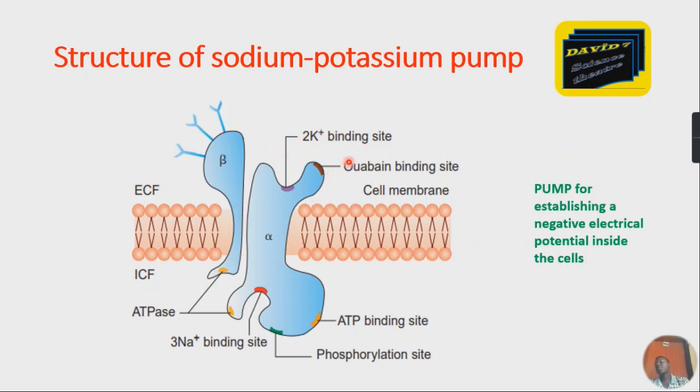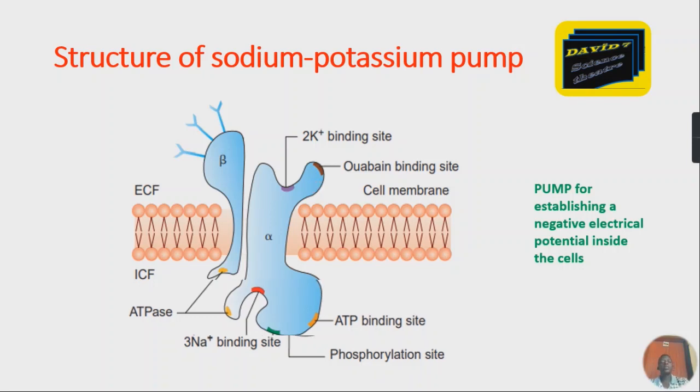On its outside, in the extracellular fluid, it has two major sites: the potassium binding site, which takes two potassium ions, and also an ouabain binding site. Okay, so the ouabain binding site is also found outside the cell. All right, so that is the structure.